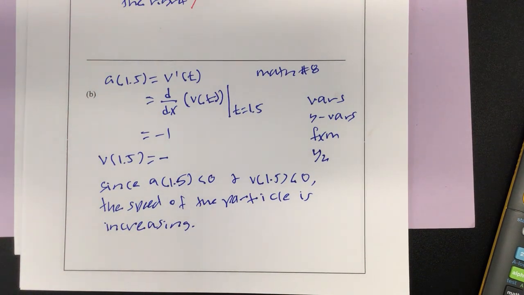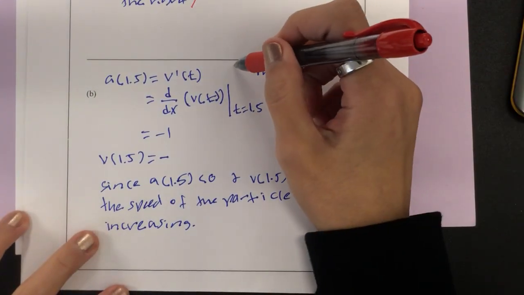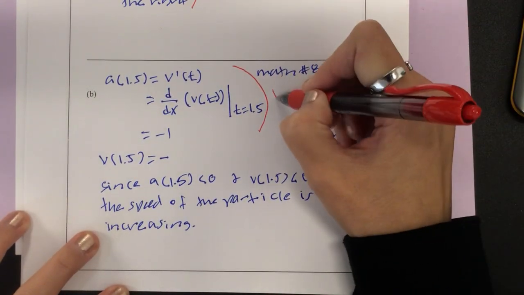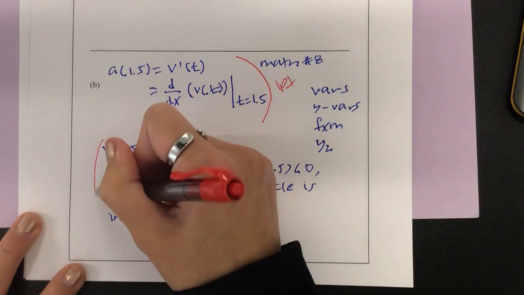Okay, the way they're going to break down the points. Knowing that the acceleration is v prime right here, it's going to give you 1 point. And knowing that you can compare that with the velocity and the explanation is going to give you another point.